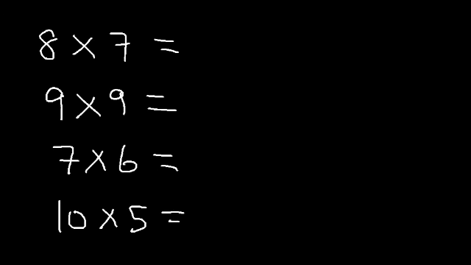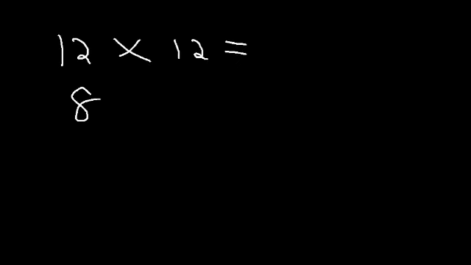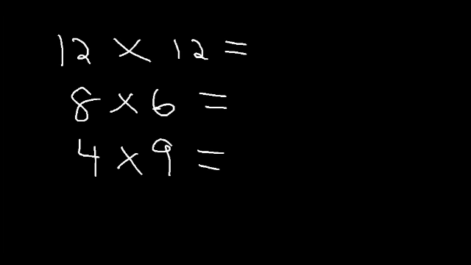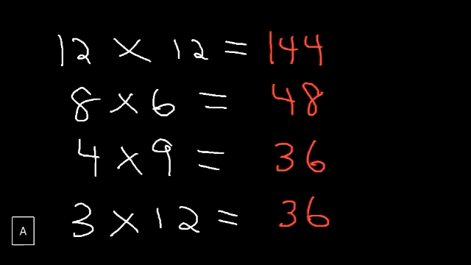Eight times 7, just make sure you know it, is 56. 9 times 9 is 81. 7 times 6 is 42. 10 times 5 is 50. Okay, try these. Feel free to pause the video. So 12 times 12, 8 times 6, 4 times 9, and 3 times 12. So 12 times 12 is 144, 8 times 6 is 48, 4 times 9 is 36, and 3 times 12 is also 36.